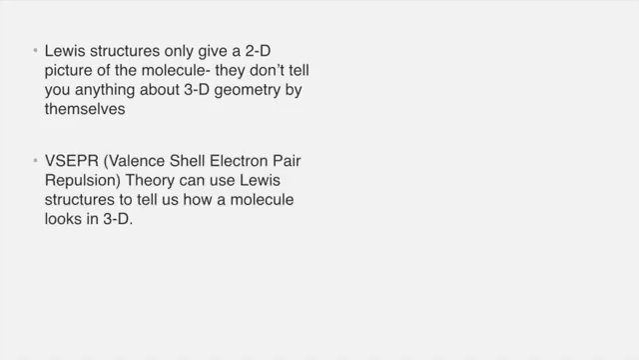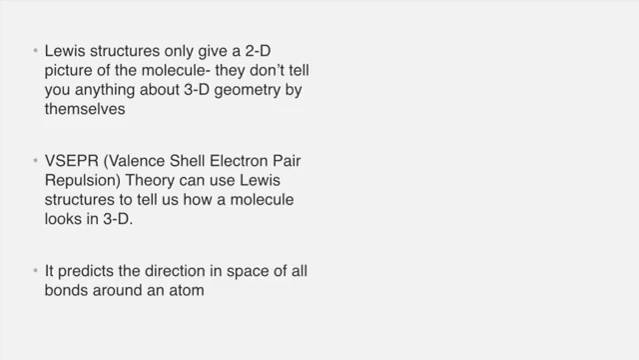VSEPR stands for valence shell electron pair repulsion. The theory can use Lewis structures to tell us how a molecule looks in 3D. So whenever you're trying to figure out the 3-dimensional shape, the first thing you will always do is draw a Lewis structure for the molecule, because that's the first step.